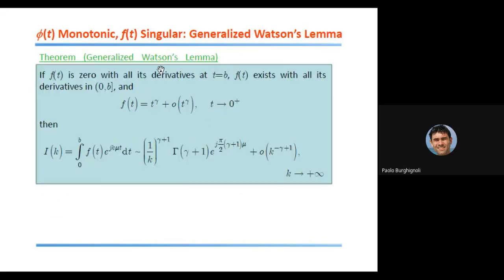When the function f is instead singular, we may resort to some generalized Watson's lemma. So it's a Watson's lemma valid for Fourier integrals.